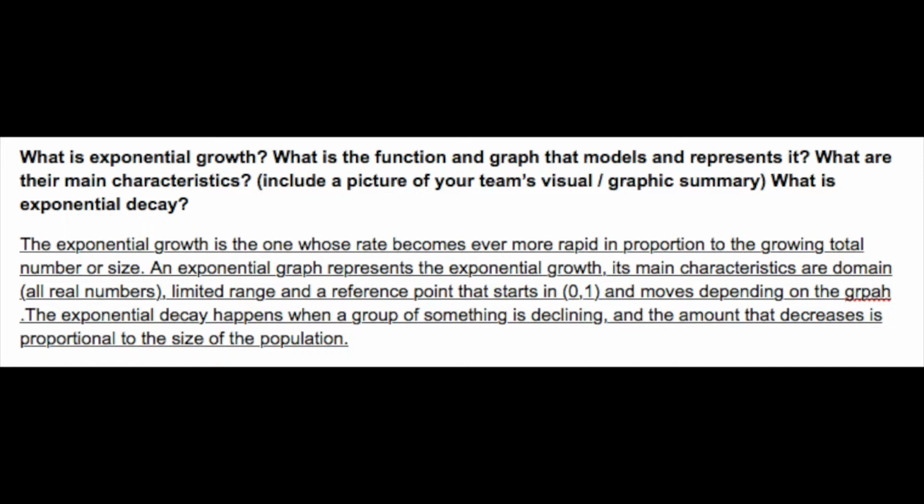Exponential decay happens when a group of something is declining and the amount that decreases is proportional to the size of the population.